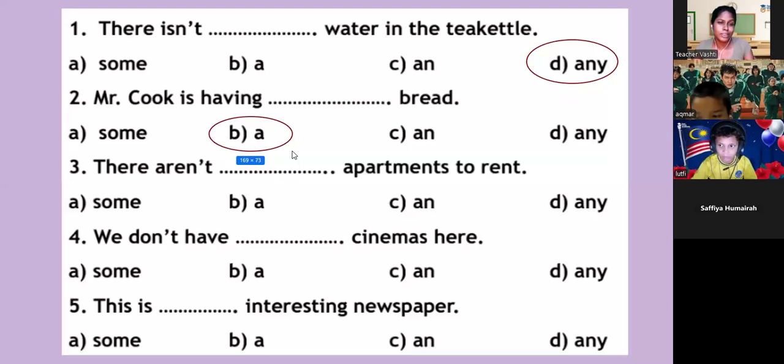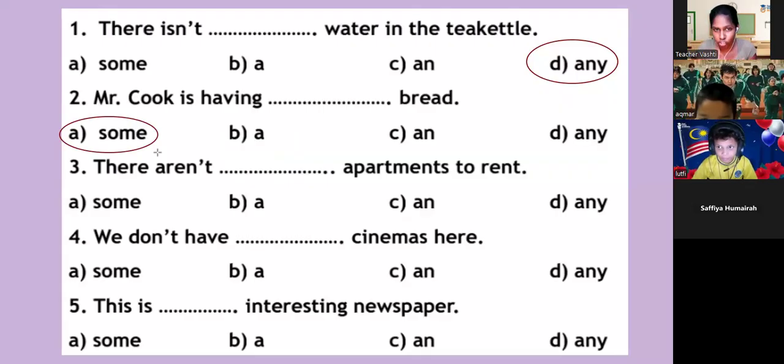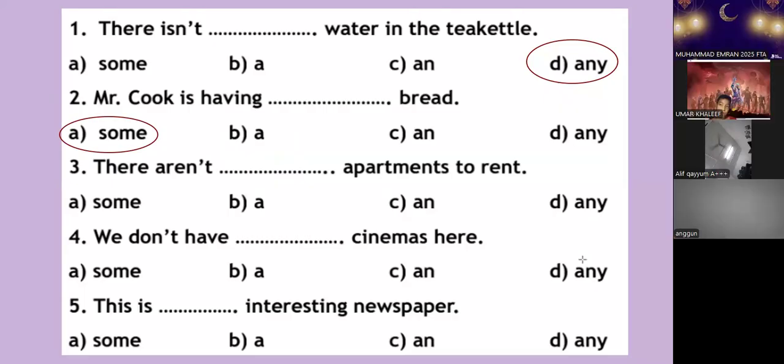Are you sure? Bread tu boleh kira ke tak? Tak. Some. Good. Bread tu tak boleh kira ya. Kalau satu, we say a slice of bread. Sekeping. Kalau satu buku roti, we say a loaf of bread. So, Mr. Cook is having some bread. Good job, Akmal. Okay, how about next one?